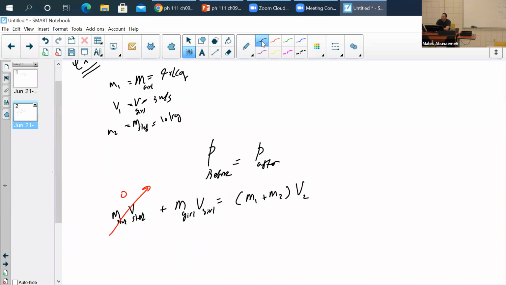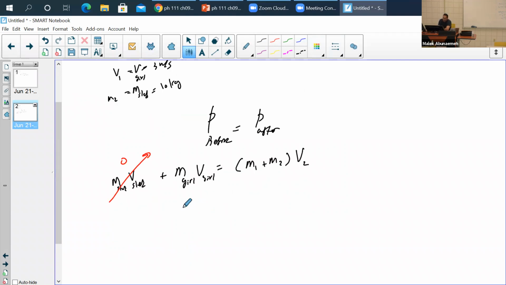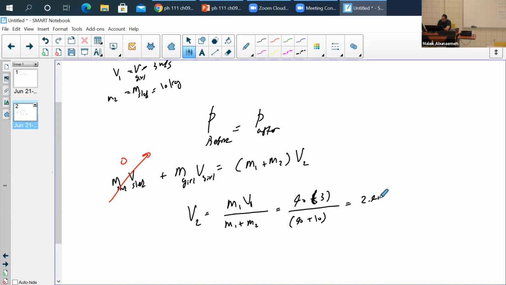So looking at this, our final velocity, V2, is going to equal M1 V1, which is the velocity of the girl, divided by the masses of both, M1 plus M2. So that's going to equal 40 times 3 divided by 40 plus 10. That's going to equal 2.4 meters per second.